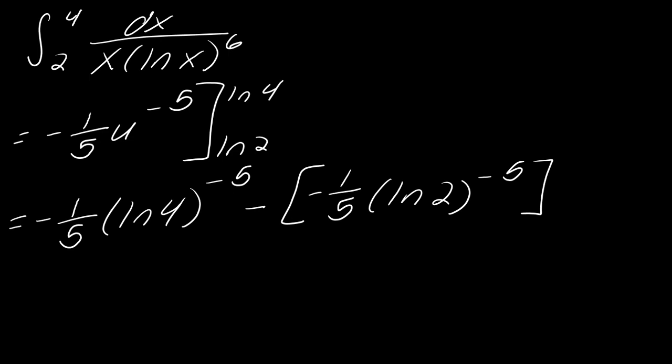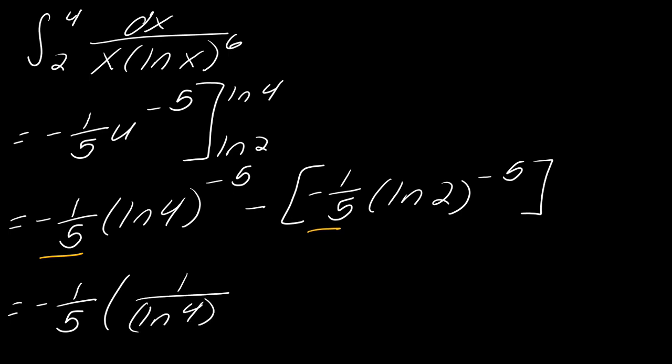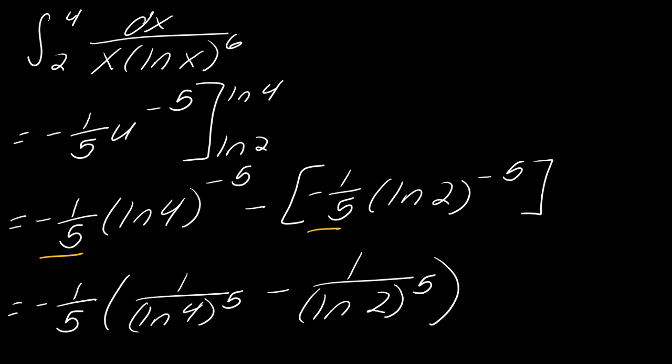First things first, I want to factor out this negative 1/5 just to make this problem easier to look at. So I'm going to rewrite this as negative 1/5, and then I'll also rewrite these natural logs like this. So I've got the natural log of 4 to the 5th, minus 1 over the natural log of 2, all of that to the 5th. So I got rid of the negative exponents. Okay, so now here's where the creativity is going to start to come in. So let me make some space.